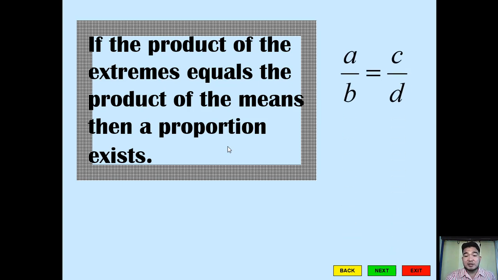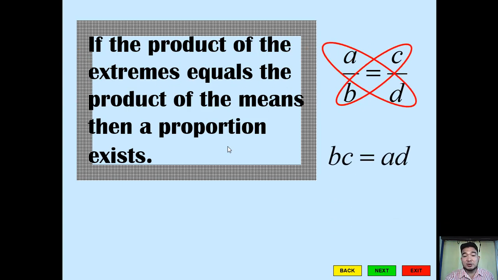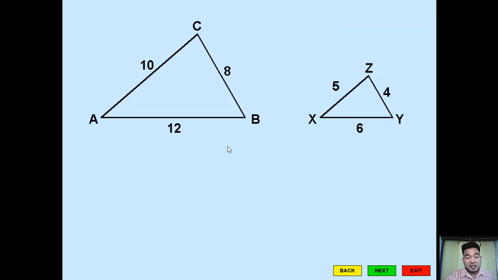So suppose that we have these two ratios, which form a proportion: A over B is equal to C over D. So we get the product of the extremes and the product of the means, and they are equal. So BC is equal to AD, the product of the extremes equals the product of the means.